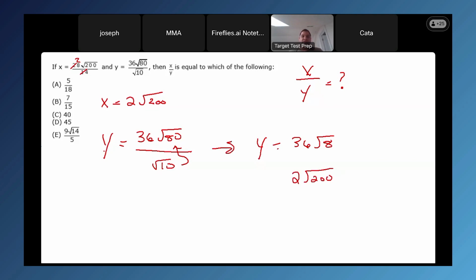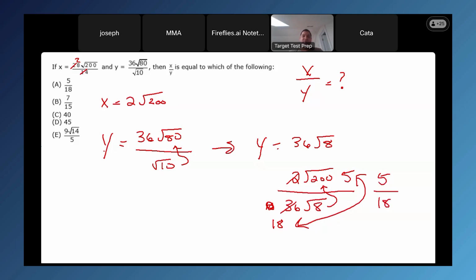The y is 36 root 8. 2 reduces that down to 18, sorry. And then look, 8 goes into 200 25 times, and then the square root of 25 is just 5. Now you can write this out, you can do it in your head, but ultimately that equates out to 5 over 18.